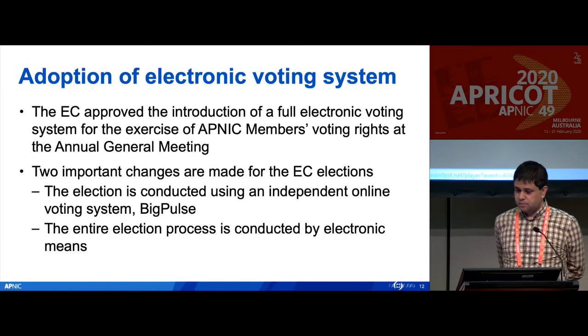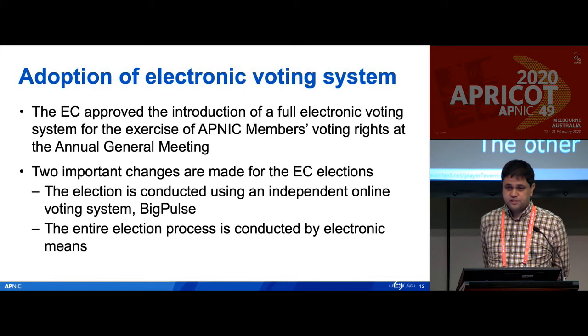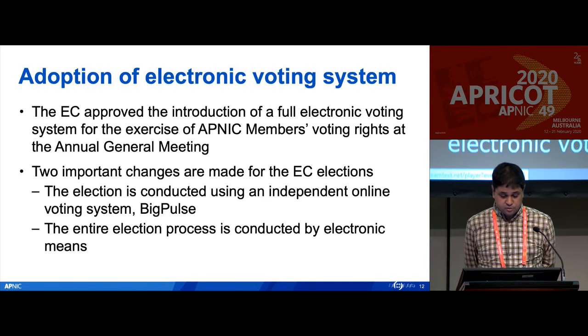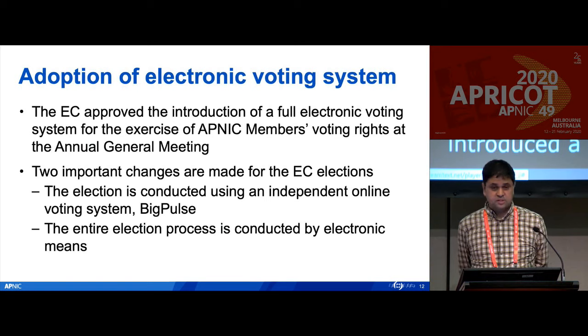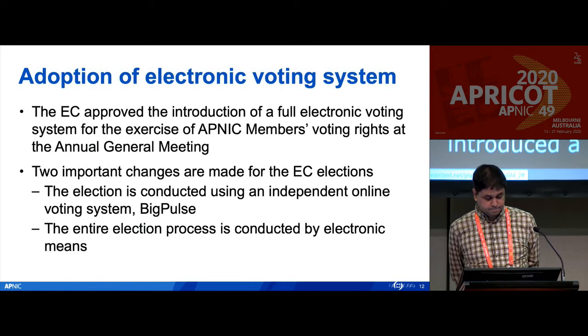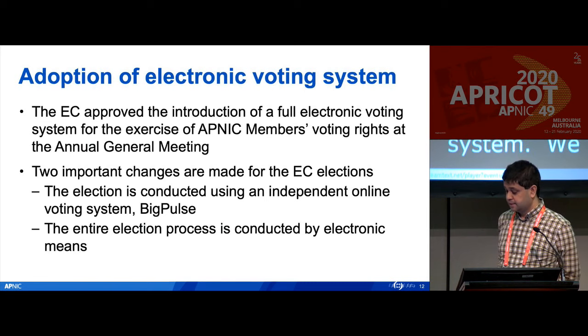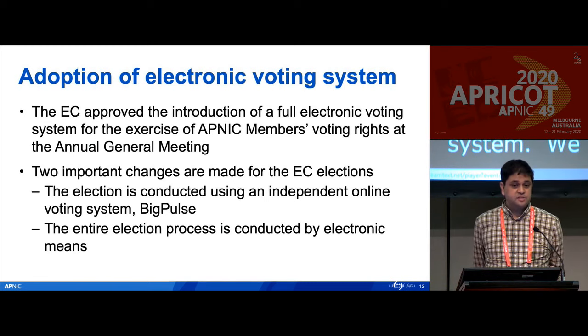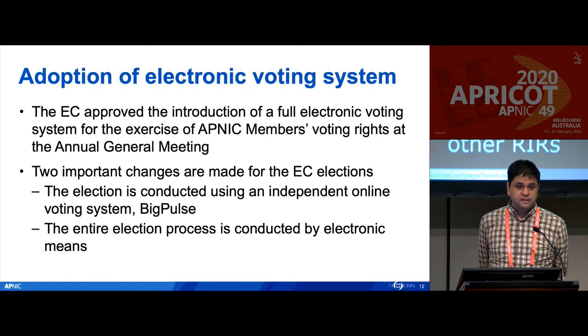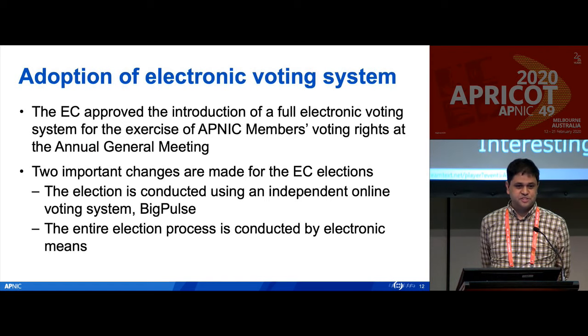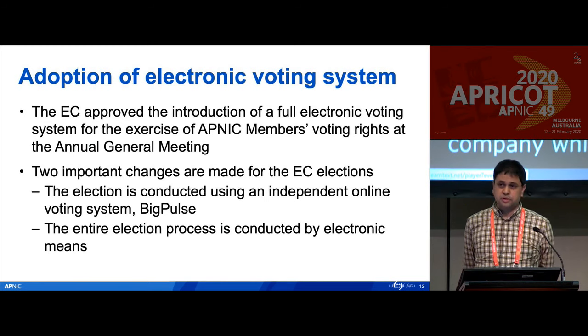The other thing is we have adopted a fully electronic voting system. We approved and introduced a fully electronic system. We use a system called Big Pulse. It's an independent voting system. We reviewed a few. Big Pulse is also used by other RIRs, RIPE and ARIN. And I believe ICANN also uses this for some stuff. Interestingly, they are an Australian-based company, which is even better for us. So we decided to go with them.